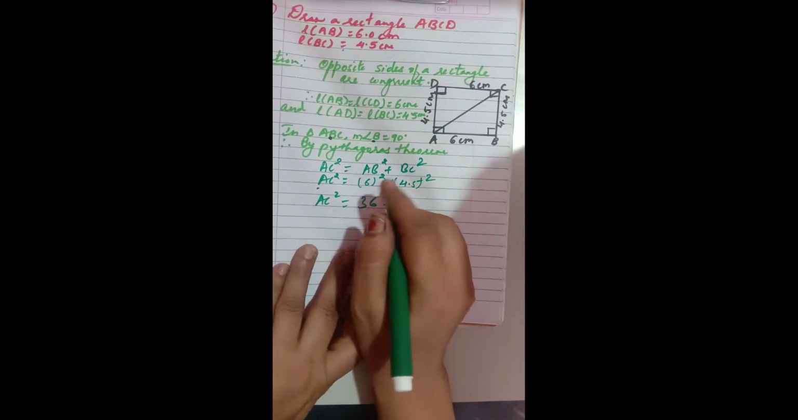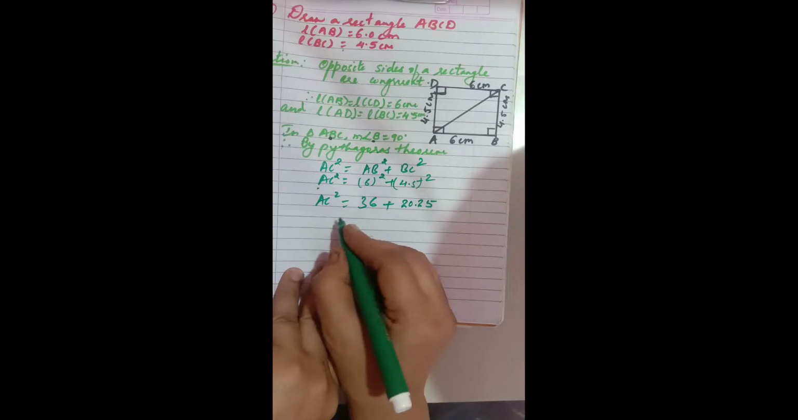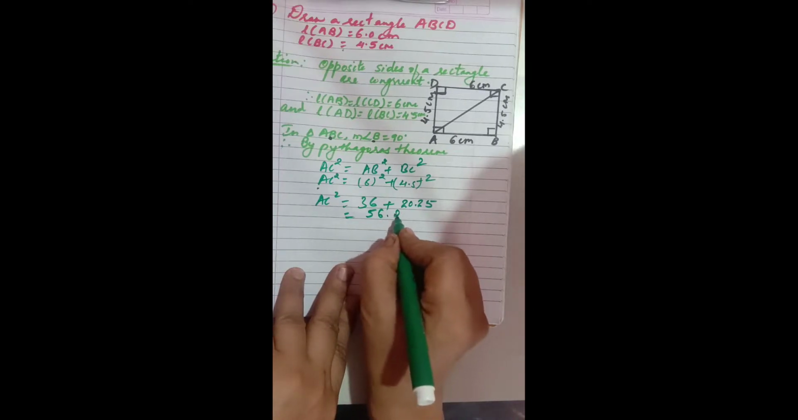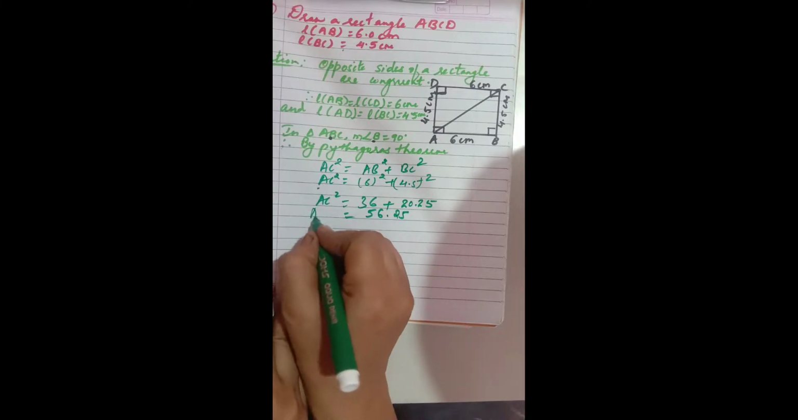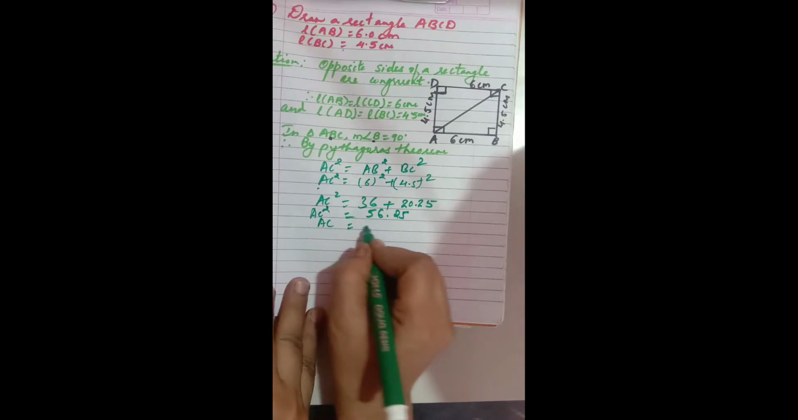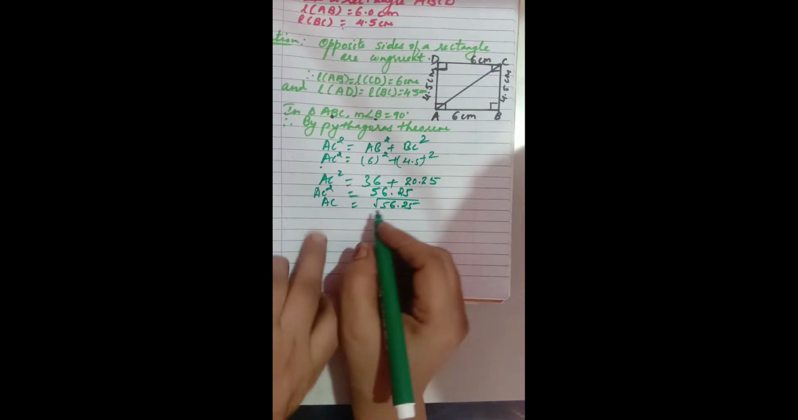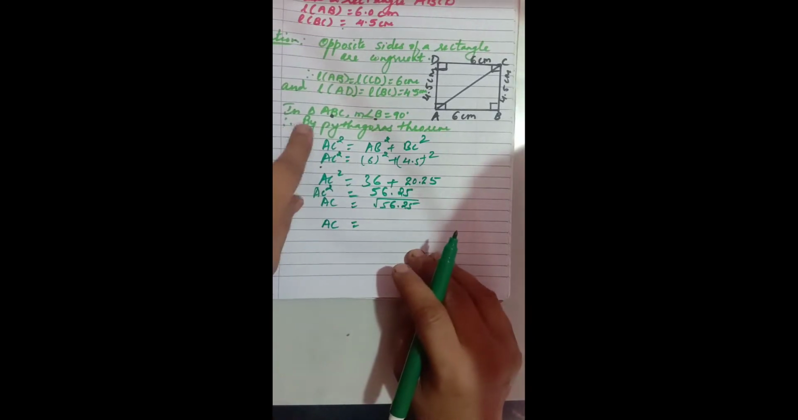So it is 4.5 into 4.5, that will be 20.25. So this is equal to 56.25. This is AC square is 56.25. So AC is the square root of 56.25.